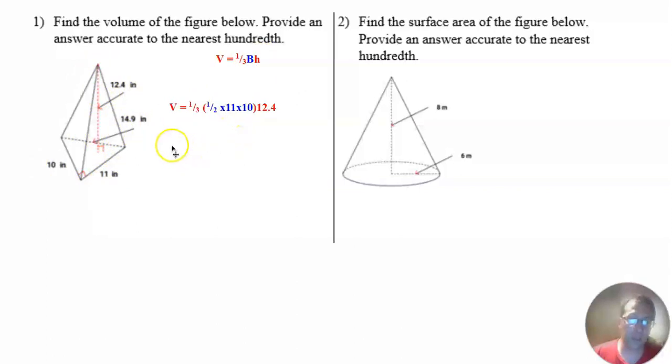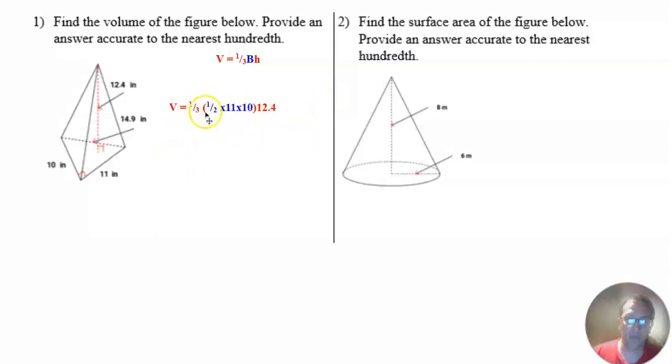And so I end up with this: 1/3, then area of my base, 1/2 times 11 times 10, times 12.4. Do we need the 14.9? No, it's just an extra side to give us problems. That's all it is. We don't need that one. We just need these two here that are perpendicular to each other. Base, height. All right.